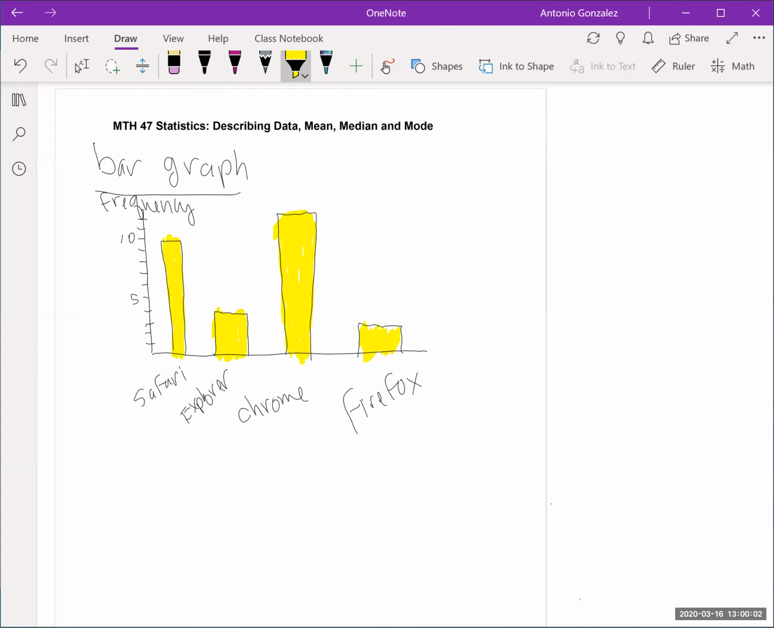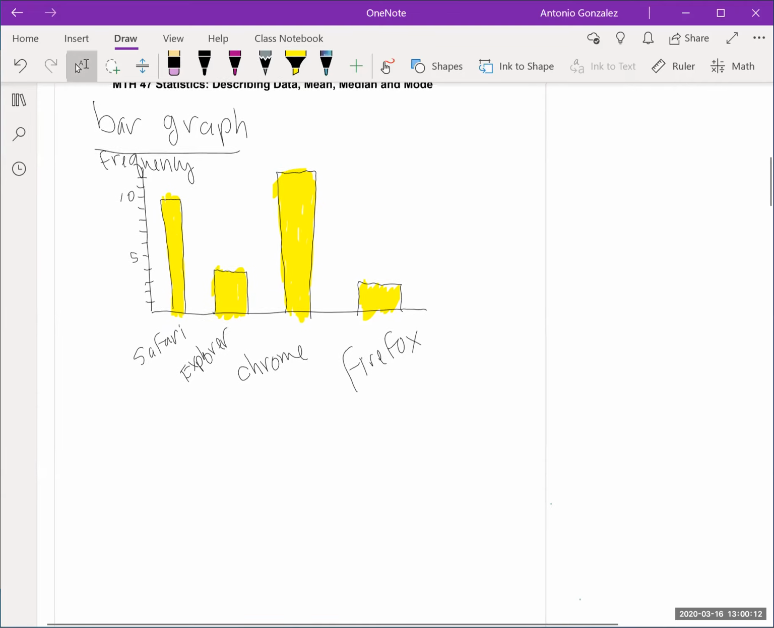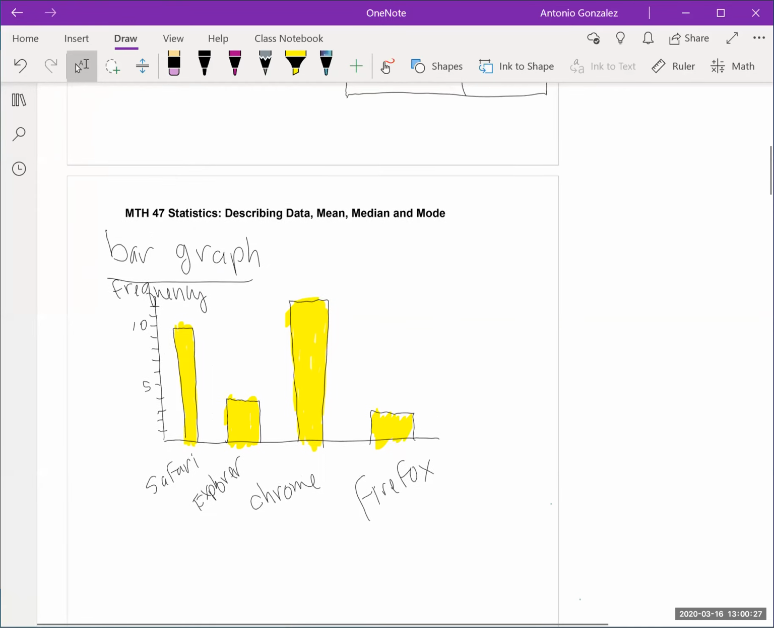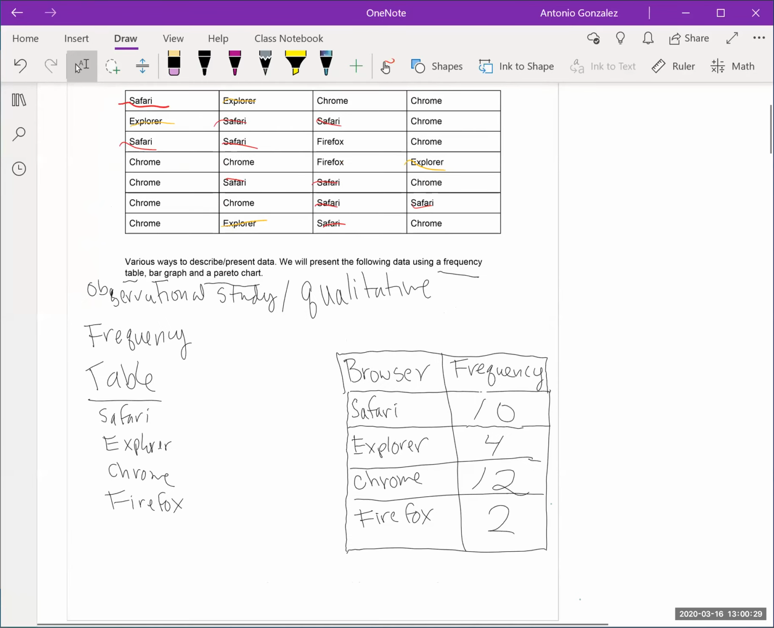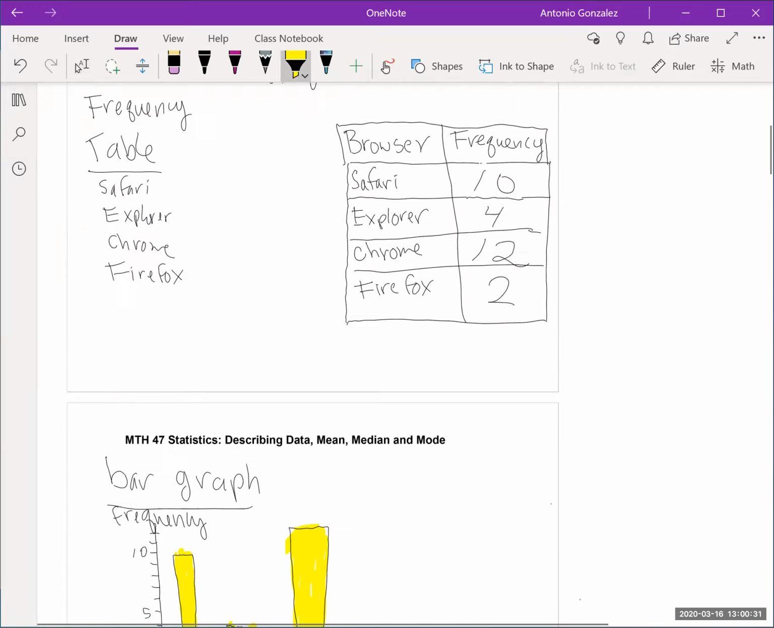Again, the qualitative data will always be on the horizontal axis, and then on the vertical axis would be the frequency, the amount that each of these shows up. Okay. All right. Any questions on the bar graph? Okay, so the next we look at, the last thing they ask us is a Pareto chart.